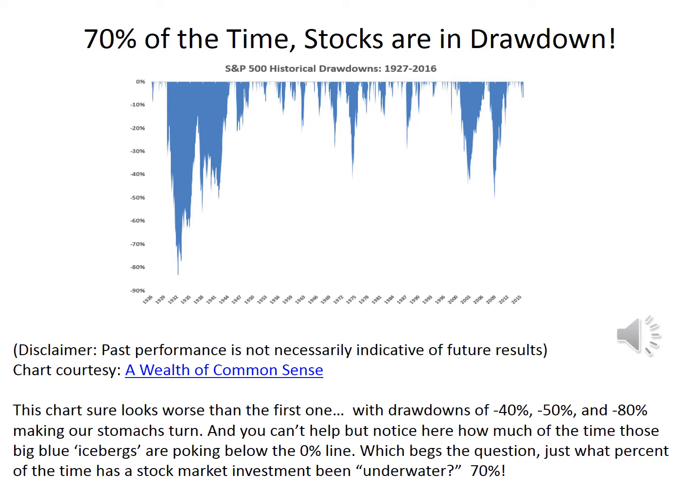This is a graphic representation of the drawdown of that previous chart. This is focusing on the period from 1927 to 2016, and you can see how often you're in drawdown in that period. 70% of the time, in fact, you were in drawdown from 1927 to 2016.